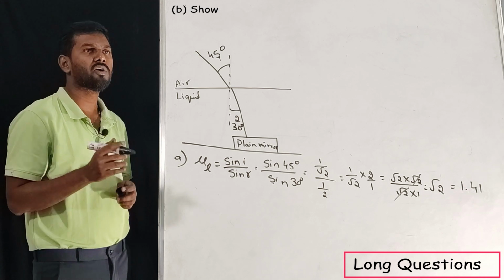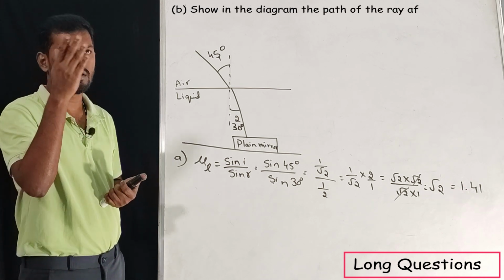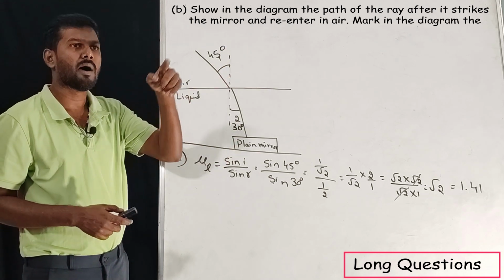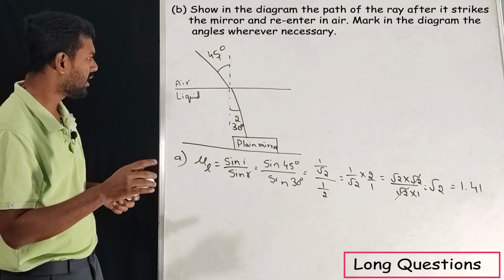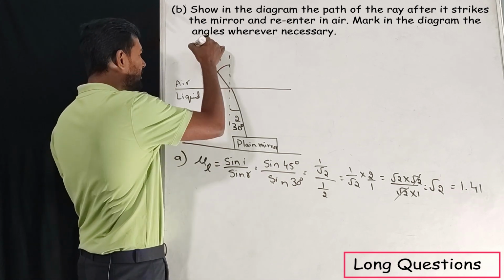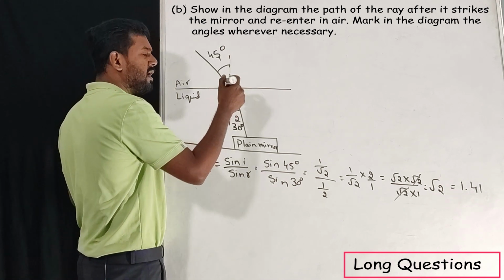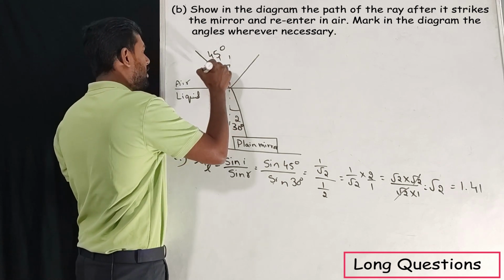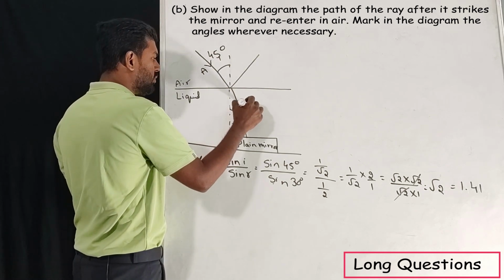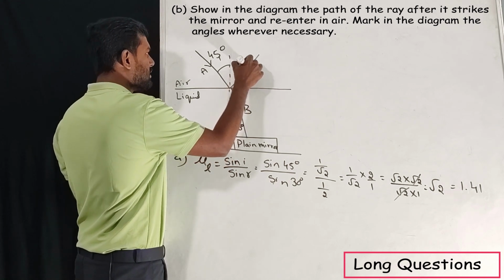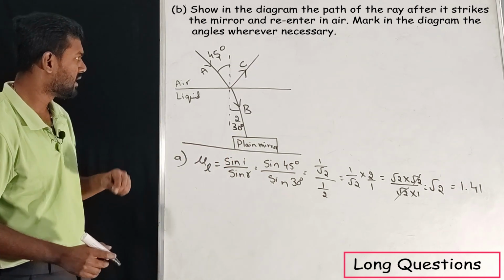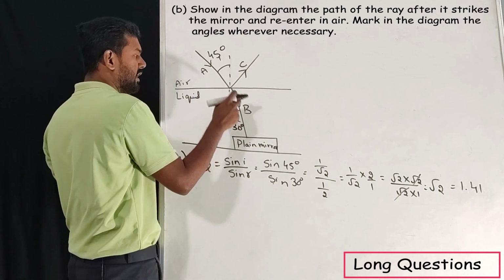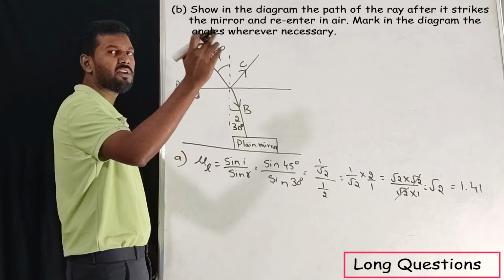Next, show in the diagram the path of the ray after it strikes the mirror and re-enters the air. Mark the diagram and angles wherever necessary. Okay, we'll do that. Now see, whenever light enters, there will be a partial reflection, correct? So name all those things. Assume this as A, this as B, and this as C. Now you have to write A is the incident ray, B the refracted ray, C the partially reflected ray.